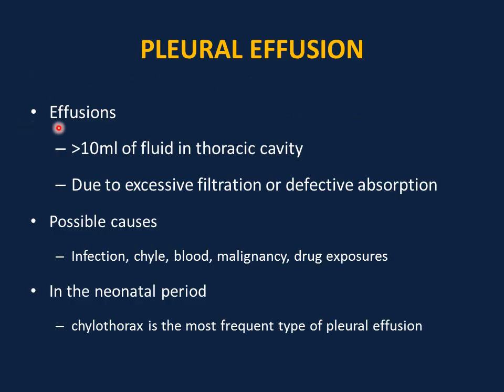Pleural effusion. Effusion is considered if there is more than 10 ml of fluid in the thoracic cavity. It is due to excessive filtration or defective absorption. The possible causes: infection, chyle or lymph fluid, blood, malignancy, drug exposures. In the neonatal period, know that chylothorax is the most frequent type of pleural effusion.